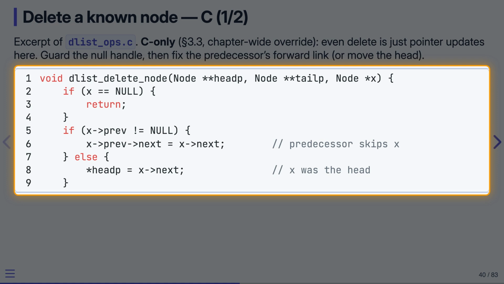This is the delete written in C. Even delete is only pointer work here. We start with a guard. If X is null, there is nothing to remove, so we return. Then we look at the node before X. If x->prev is not null, there is a predecessor, so we set x->prev->next = x->next. The predecessor now skips over X. Otherwise, X was the head, and then there is no predecessor to fix, so we move the head forward instead to x->next.